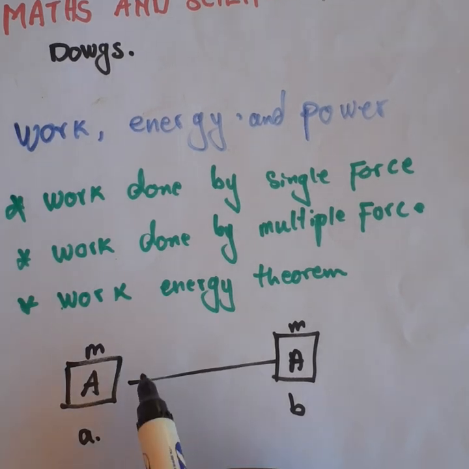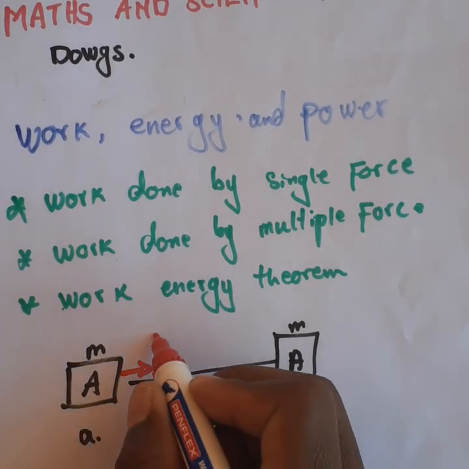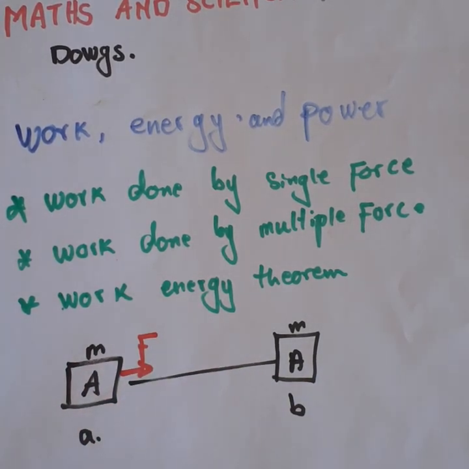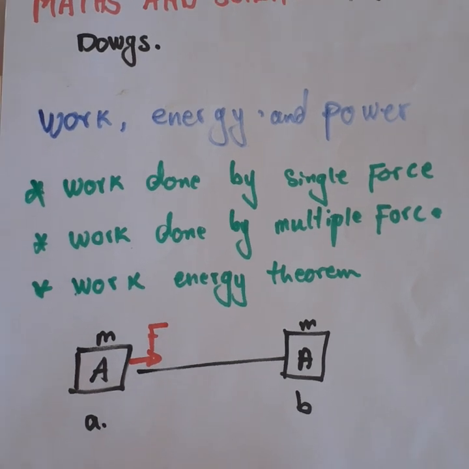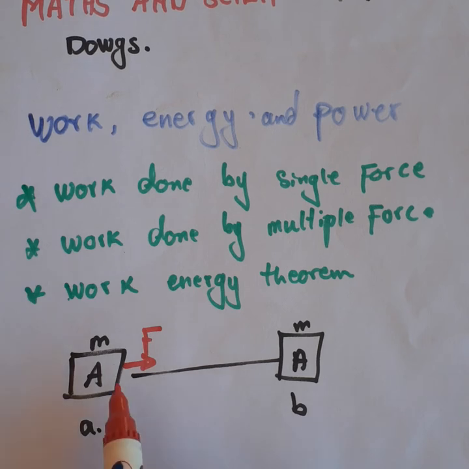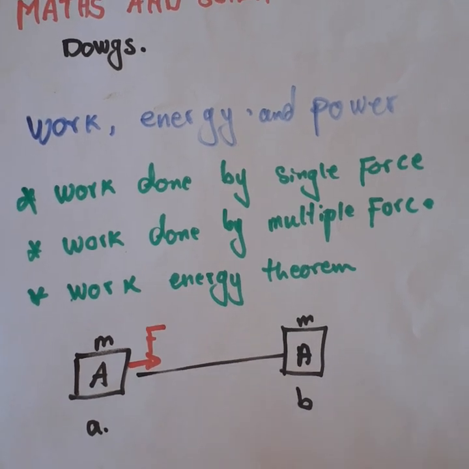If you apply a certain force F to this object to move it from point A up to point B, remember that Newton's second law says that if a force is applied on an object, the object will move in the direction of the force. So if you apply a force, the object will move from point A up to point B. Since the object moves from point A to point B, we can say that work is done by that force.